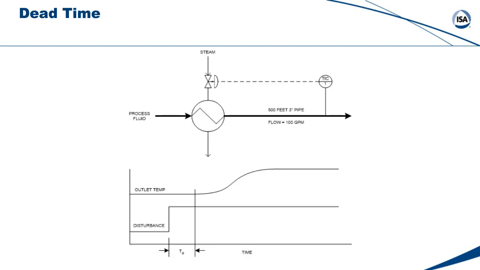In this process, a fluid is being heated with steam. The measurement of temperature is being made a long distance from the control valve. Consequently, when a disturbance occurs, such as a control valve output change, it takes a period of time for the temperature to begin to increase. This is called dead time, and a large dead time makes control of our process quite a bit more challenging.